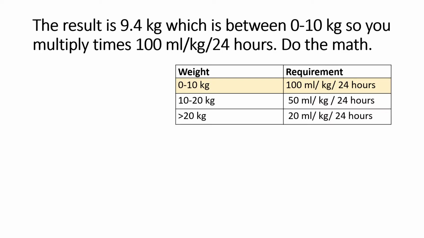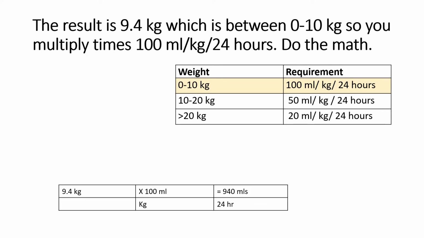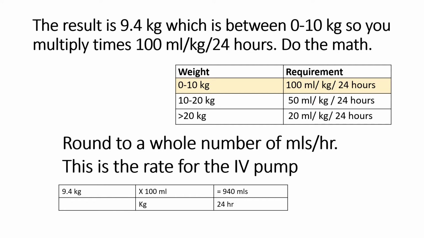So now we have 9.4 kilos, which is between 0 to 10 kilos. So that's the only part of this table we need to use for this patient. Now we'll go ahead and do that math. So we have 9.4 kilos times 100 mils per kilo, and then we have 940 mils over 24 hours. We're going to divide that out, and we're going to get 39 mils per hour.